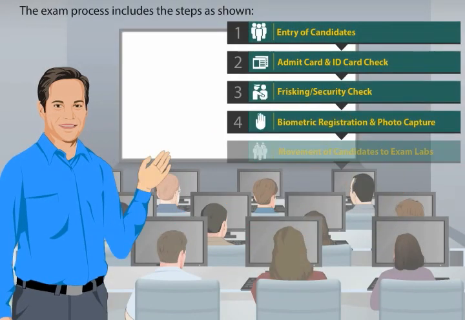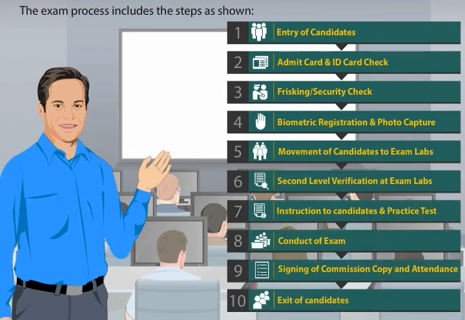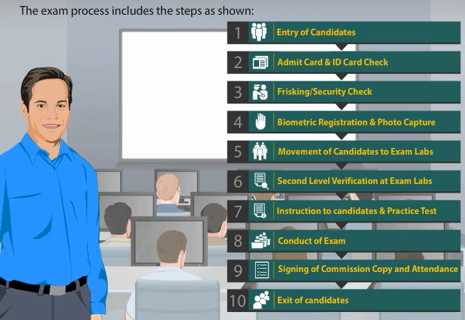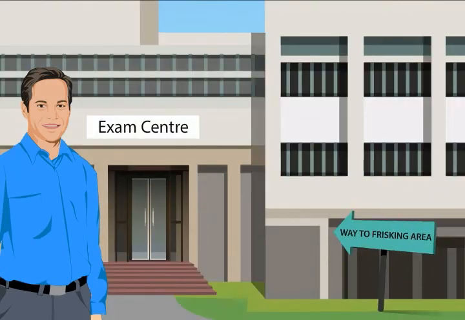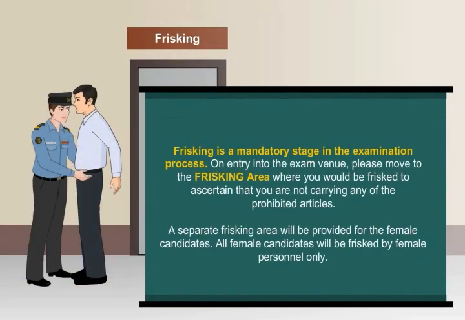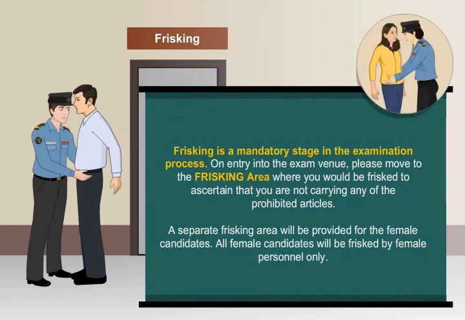The exam process includes the steps as shown. Frisking is a mandatory stage in the examination process. On entry into the exam venue, please move to the frisking zone, where you would be frisked to ascertain that you are not carrying any of the prohibited articles. A separate frisking area will be provided for the female candidates. All female candidates will be frisked by female personnel only.